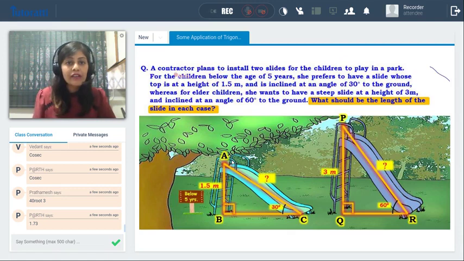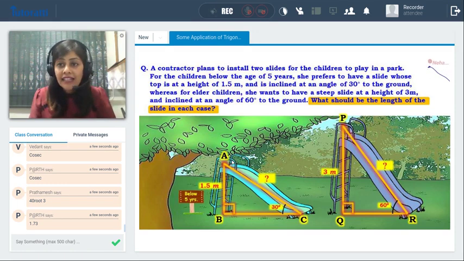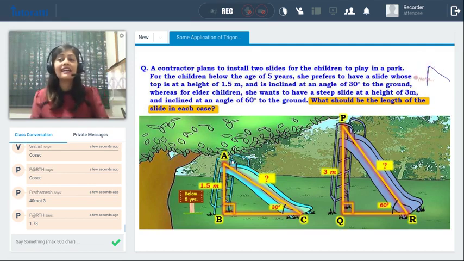Next, what do they say? For the children below the age of 5, she prefers to have a slide whose top, so we're talking about the top of the slide, is at a height of 1.5 meters from the ground, obviously. Top of the slide is 1.5 meters from the ground. Height, like I said, is perpendicular distance. That means your height is 1.5.